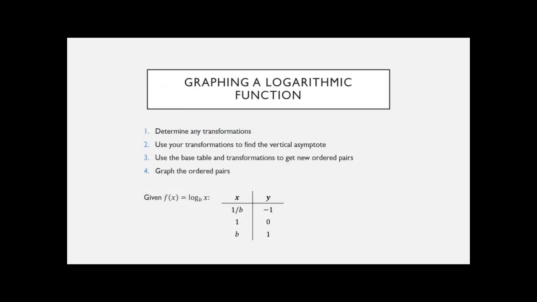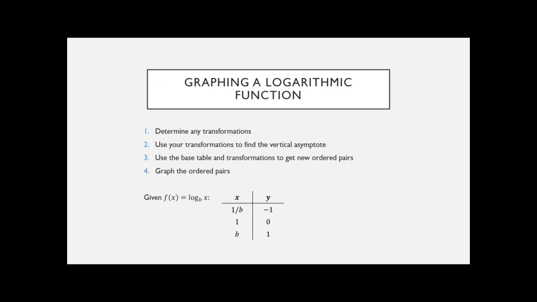So graphing these. The first thing we always do whenever we graph is to determine if there are any transformations, whether we're shifting things left or right, reflecting, or moving things up and down. We need to look for those. And then we need to figure out where the vertical asymptote is for our logarithmic function, and we do that based off of the transformations.